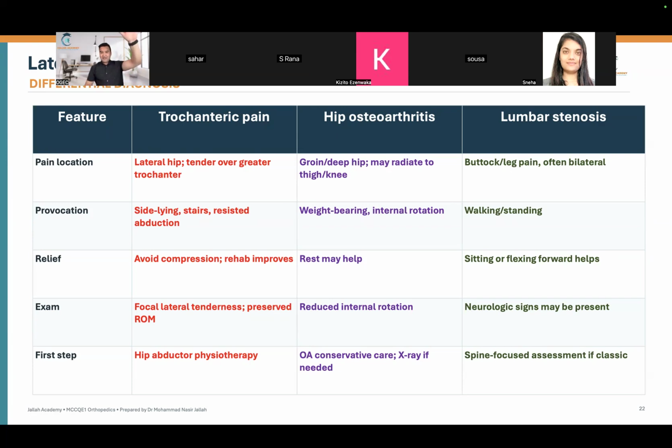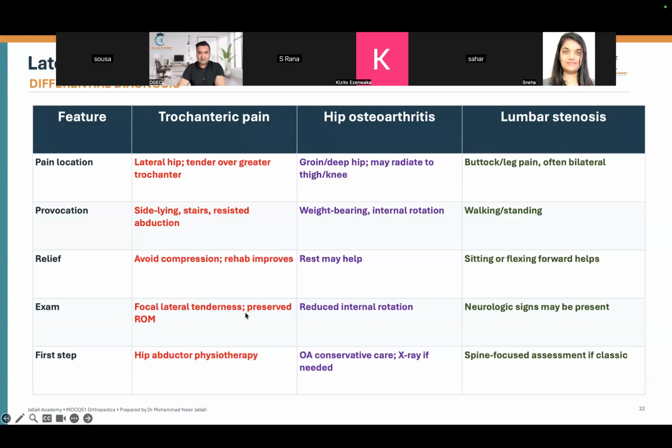So walking uphill gets better. Walking downhill gets worse. Walking upstairs gets better. Walking downstairs gets worse. Pushing something gets better. Pulling something gets worse. This is lumbar stenosis. Good? Okay.